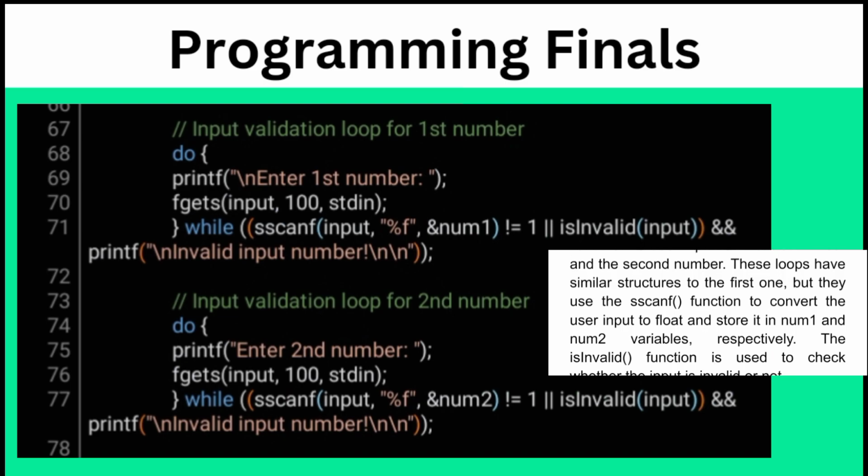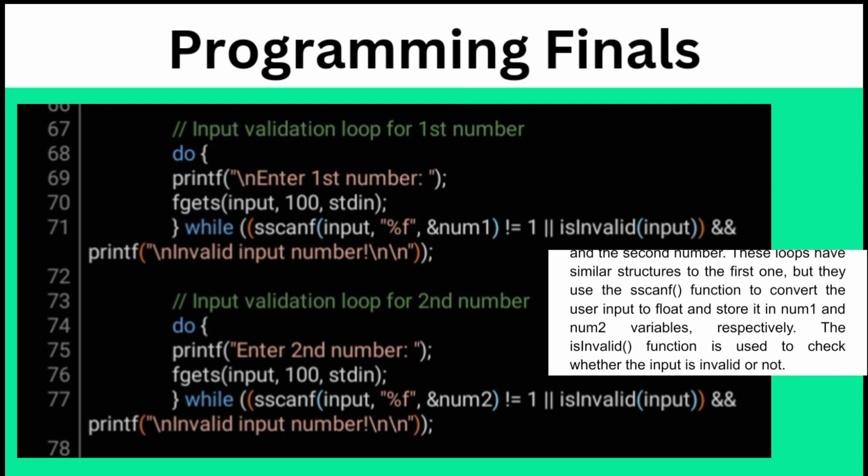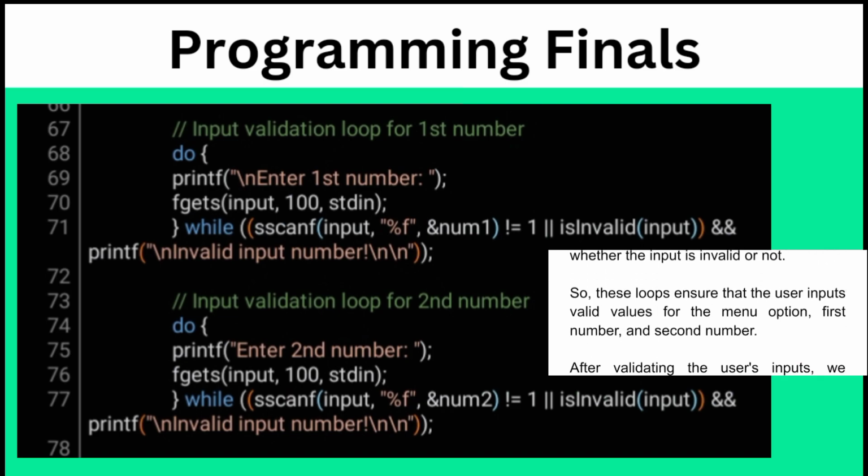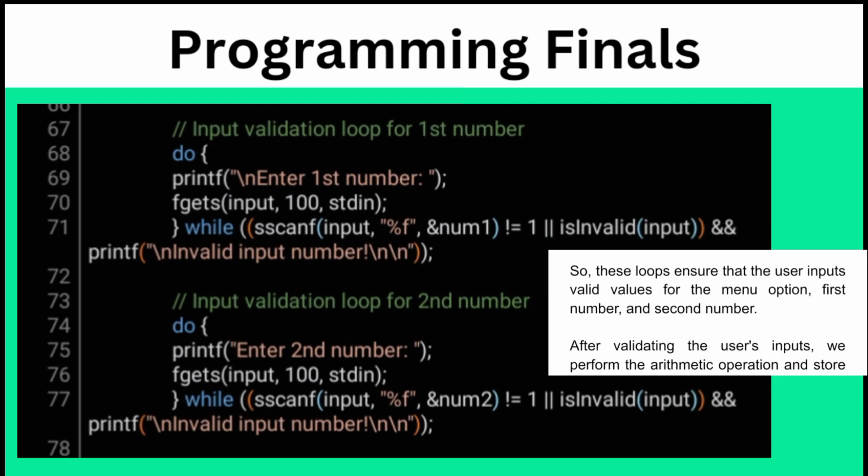These loops have a similar structure to the first one, but they use the sscanf function to convert the user input to float and store it in num1 and num2 variables respectively. The isInvalid function is used to check whether the input is invalid or not. So these loops ensure that the user inputs valid values for the menu option, first number and the second number.